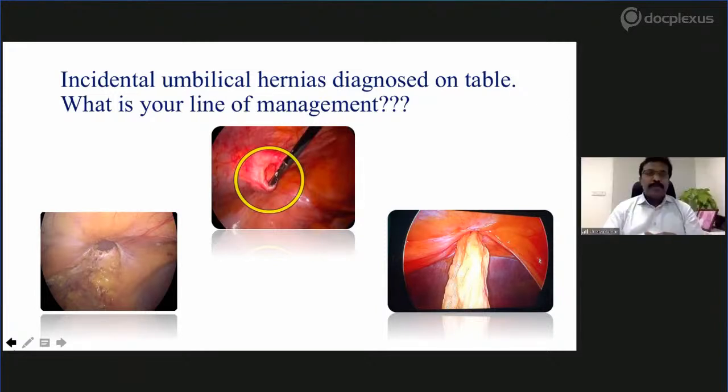Okay, so thank you. Next is the incidental umbilical hernia. Diagnosed like in any other case, like you are going for your cholecystectomy, or you are going for your hysterectomy, and you are finding a small hernia. What is the line of management there?